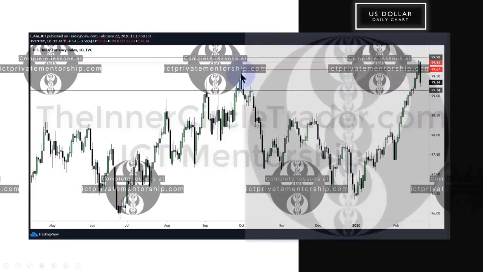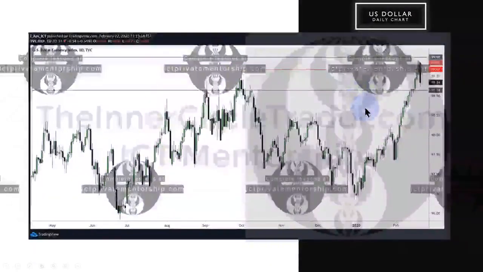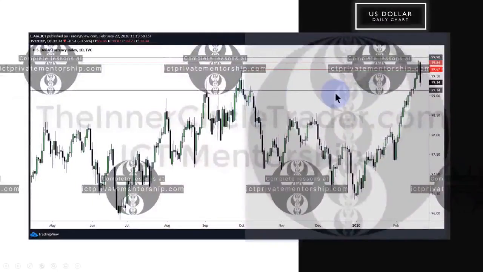So we have the wick, which is a gap. We have the consequent encroachment, which is the midpoint of that. Then we have the old high, and then we have the liquidity pool resting above that. Okay, so there's all these levels that we have to watch for. Now, the question you new folks are asking yourself is, okay, well, which one do we watch? You watch the levels independently in relationship to time of the day of the week.